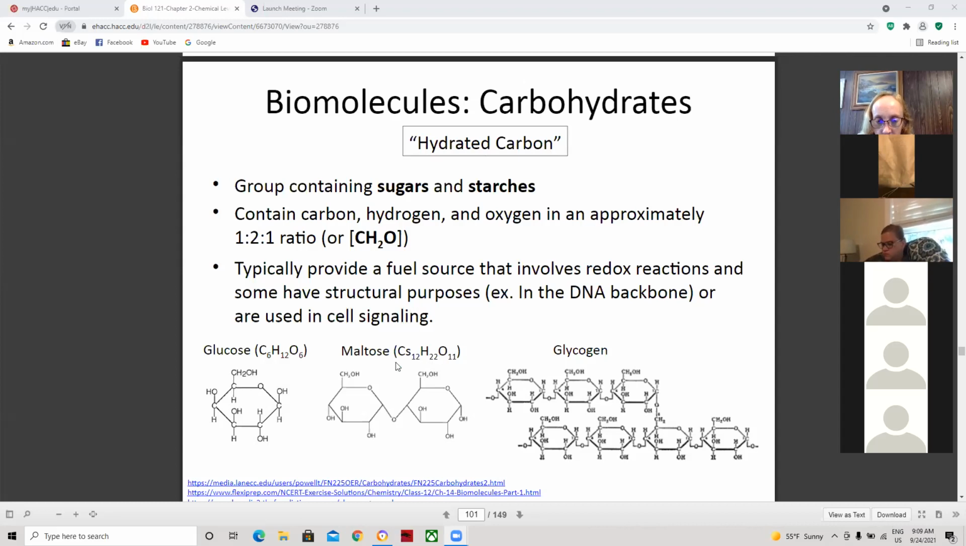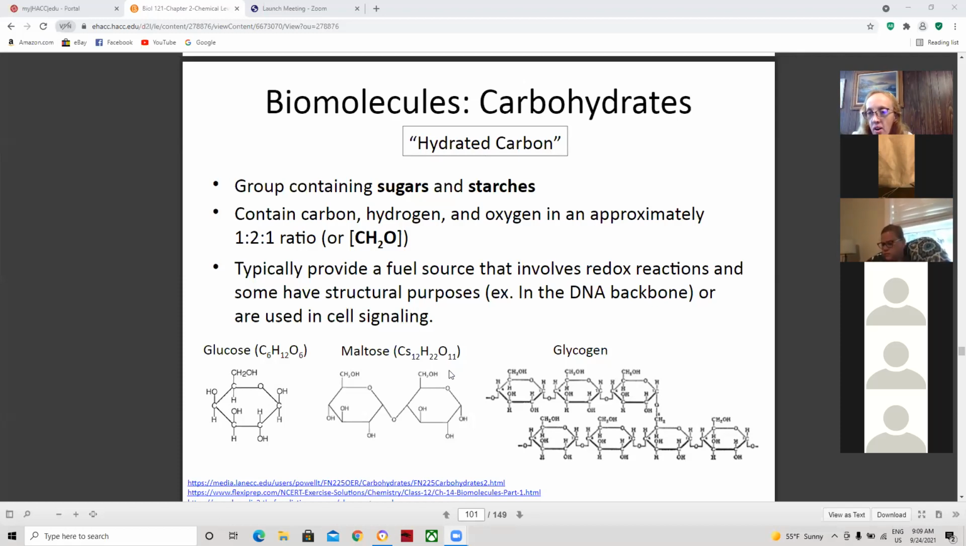What makes this different? Why is that not a 1 to 2 to 1 ratio? What's missing? An oxygen, and what else? 2 hydrogen. What is a chemical compound that has 1 oxygen and 2 hydrogen? Someone besides Becky. Water? Water. You're right.